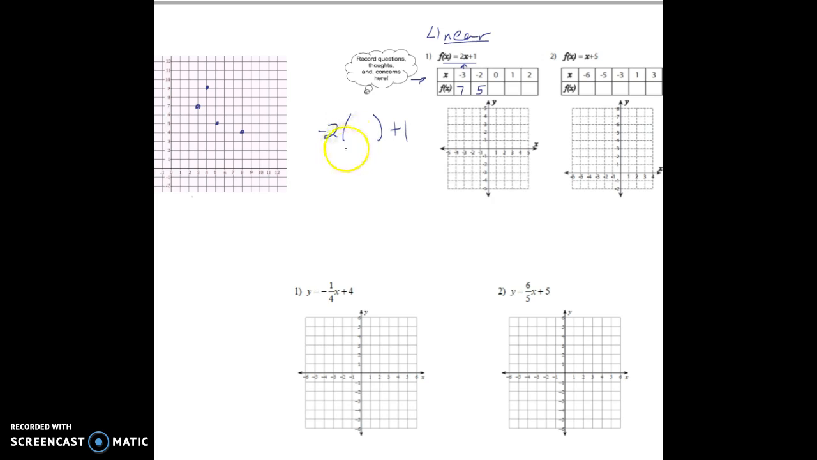All right, now we plug in 0. -2 times 0 is still 0, plus 1 is 1. So 1 goes here. You may be seeing a pattern, and you're welcome to fill that pattern out if you so desire. I'm just going to keep going. So I'm going to substitute a 1. So I have -2 times 1 gives me -2 plus 1 is -1. So that goes in this box.